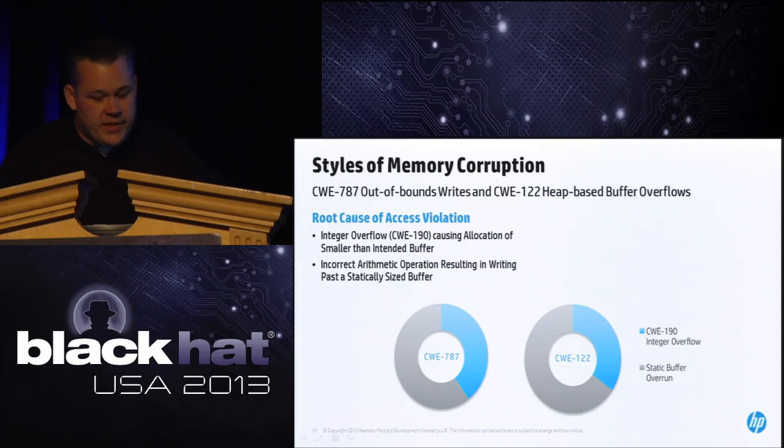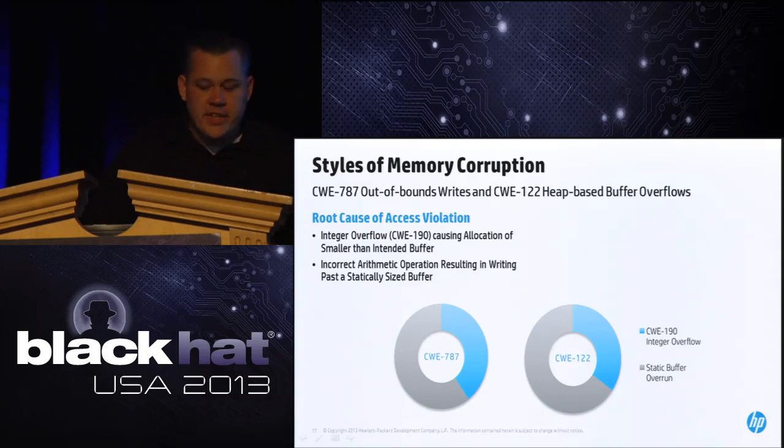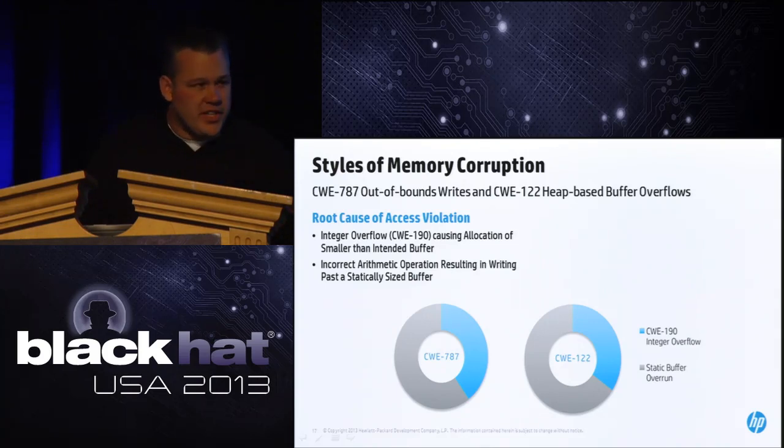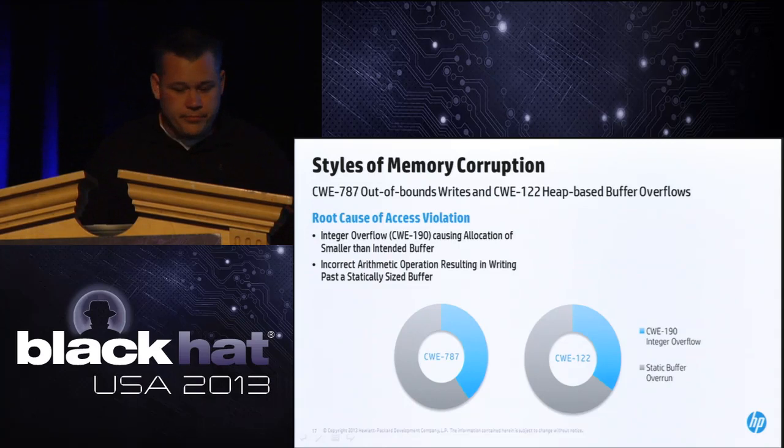The first is an integer overflow that causes an allocation smaller than the intended buffer that you write past, and then also incorrect arithmetic operations. But if you look at those 2 classes, major classes of vulnerability types, we see that 1/3 of those issues are a result of integer overflow, which we'll actually go over an example of in the case study section.